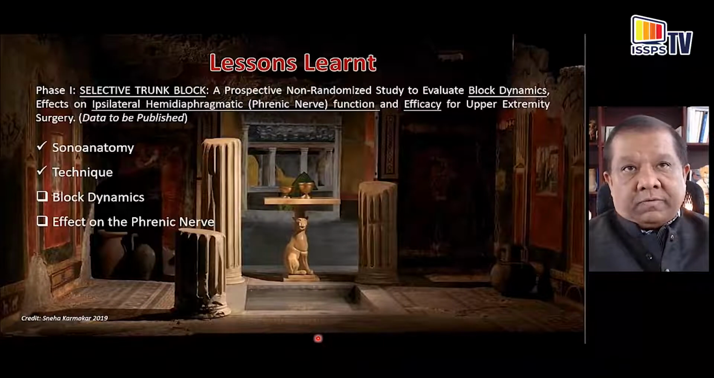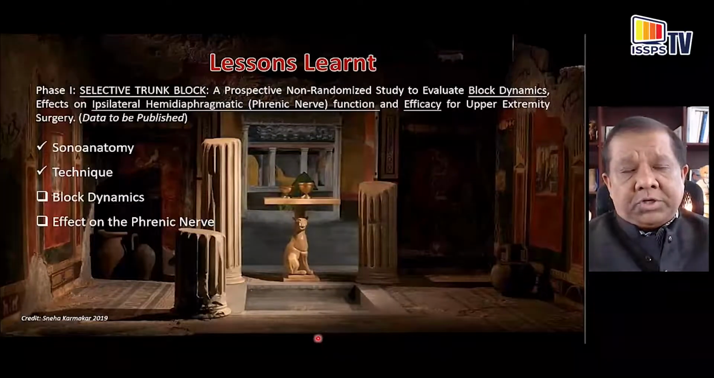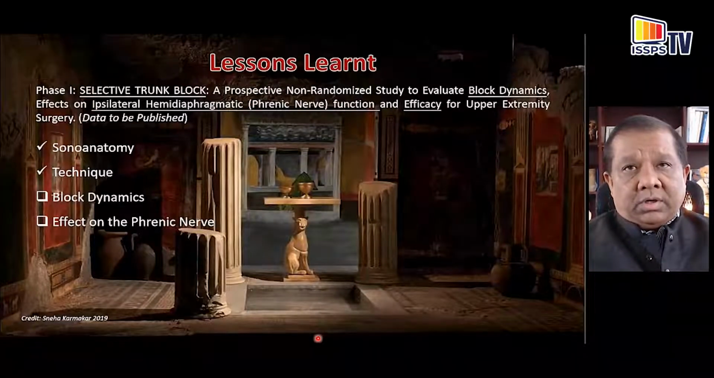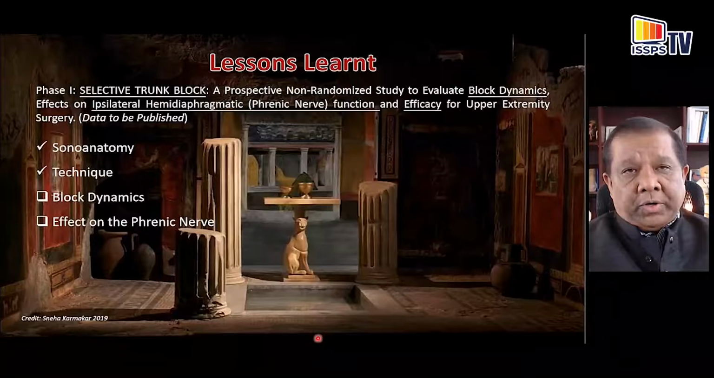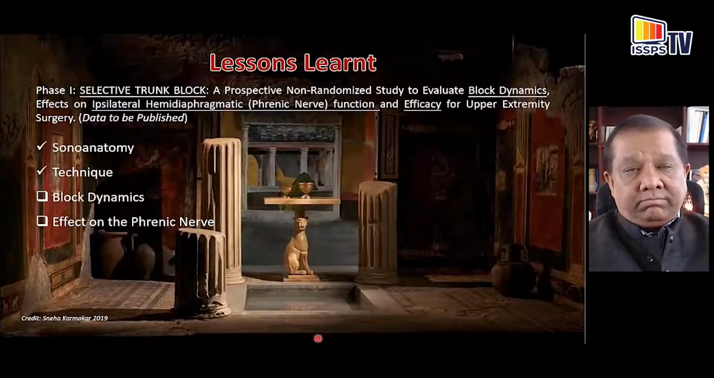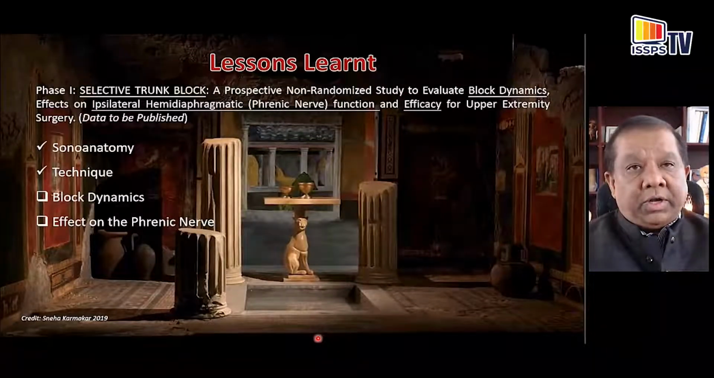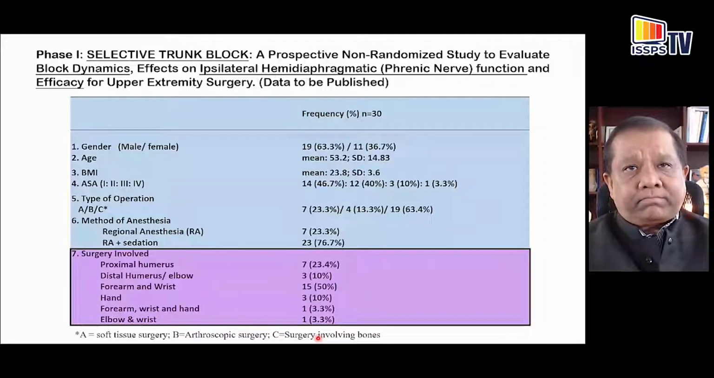So what have we learned so far? As part of our initial investigation, looking at the selective trunk block, I've shared with you the sono anatomy and the technique so far. Let's now take a look at the block dynamics and its effect on phrenic nerve function.